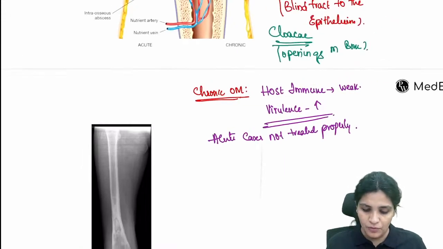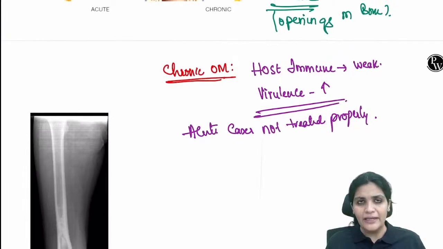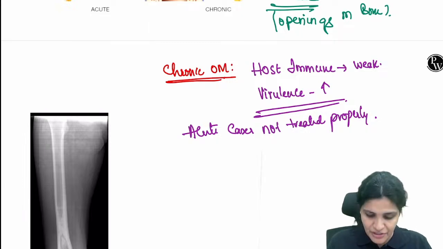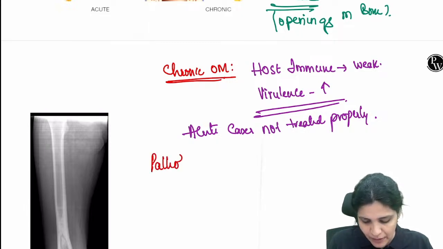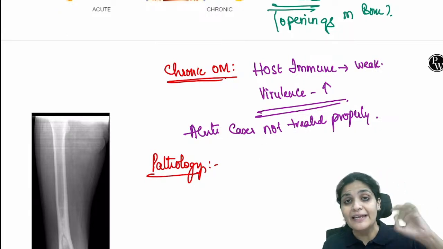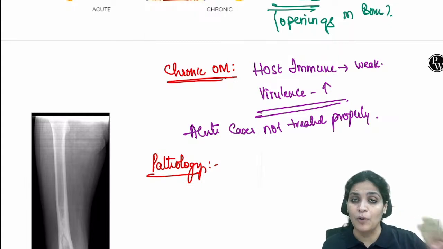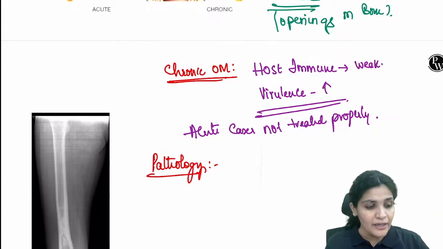Now what happened to the bone? We have already discussed. In chronic cases mostly everything is the same. The organism is the same, the route is hematogenous, but the pathology differs here. What are the reasons for it to convert into chronic? The first could be a weak host immune system, or increased bacterial virulence, or if acute cases are not treated properly, which will result in chronic osteomyelitis.